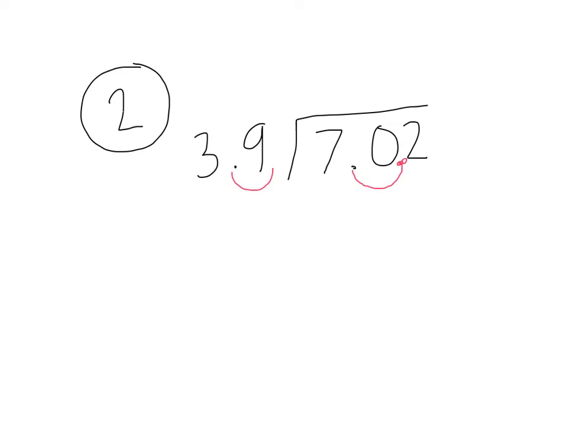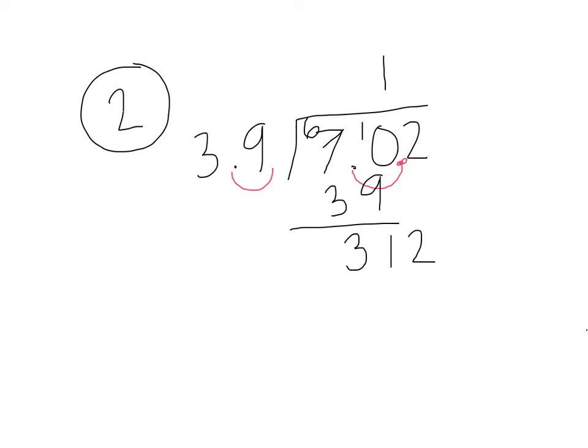I know 39 goes into 70 only one time. 1 times 39 is 39. Next thing I need to do is subtract. I'm going to borrow from my 7, make it a 6, and put a 1 next to my 0. 10 subtract 9 is 1. 6 subtract 3 is 3. 31 is less than 39, so I know that I am good to go. The next thing I need to do is bring down my 2.